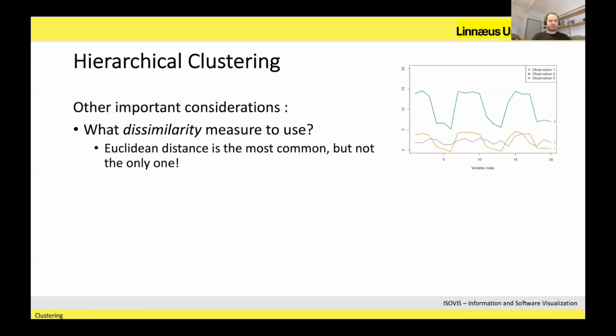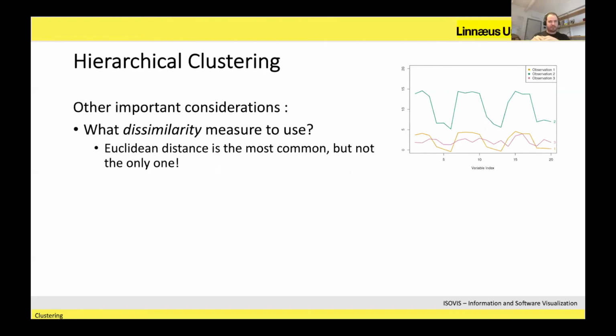Some important considerations of clustering in general. What dissimilarity measure should you use? So far, what comes to mind for you is Euclidean distance, right? Because it is the most common. It's just not the only one. Depending on the characteristics of your data set, you may want to choose different ones that compute the similarity between things in a different way.